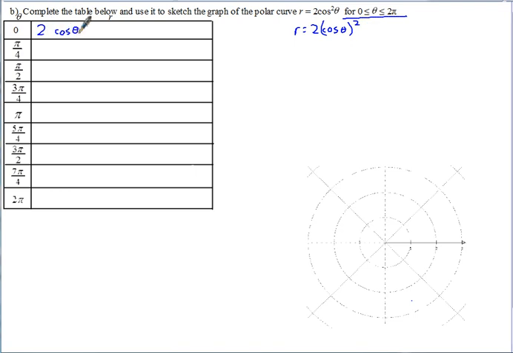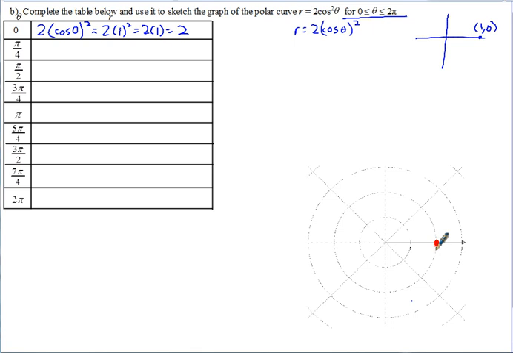Cosine of 0 squared. Well, cosine of the angle 0, cosine is the x coordinate, so that's 1. So that's 2 times 1 squared. 1 squared is 1. 2 times 1 gives you 2. So that tells us on our graph, in the direction 0, the radius is 2. Here's 1, 2. So right there.